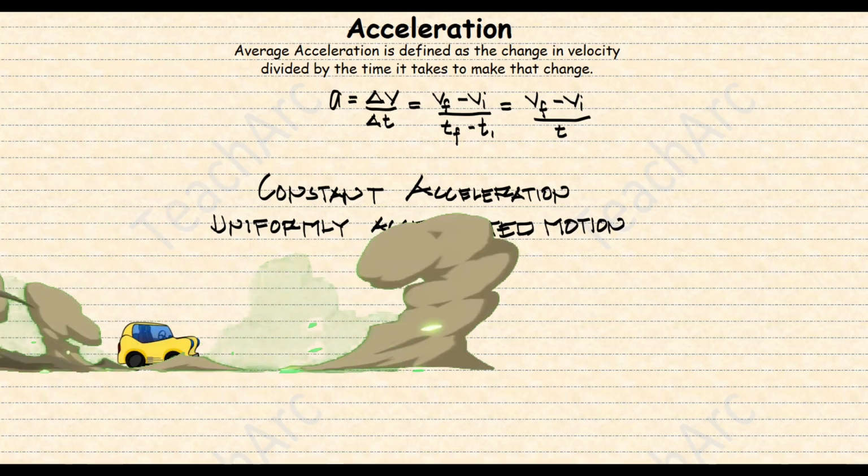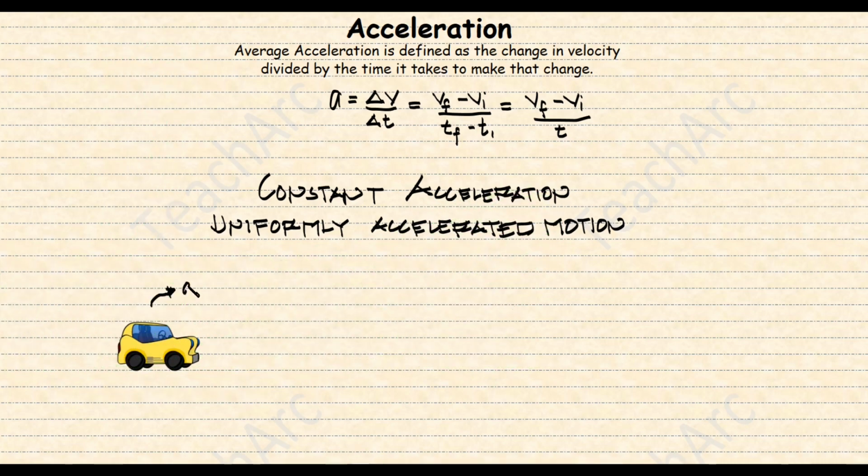Let's say we have a car with an average acceleration of 10 meters per second squared. By the way, that is the SI unit of acceleration because velocity is meter per second and time is in seconds. So acceleration is meters per second per second, or meters per second squared. So what does 10 meters per second squared mean?